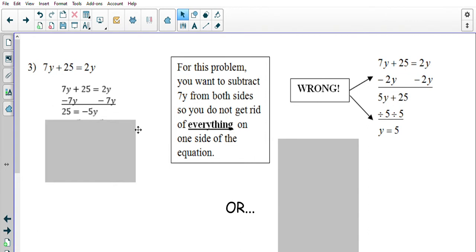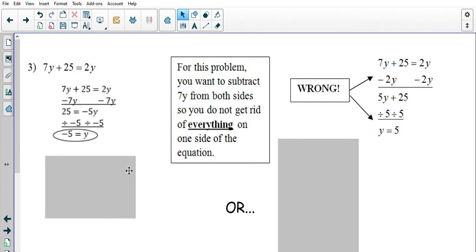The inverse of multiplying by negative 5, it's a one-step equation, is to divide by negative 5. And your final solution is y equals negative 5. Now, I want to show you an incorrect way. This isn't in your notes, but I sometimes see students do this problem where they subtract 2y from both sides. And they say, oh, 7y minus 2y is 5y, and they'll either write 5y plus 25 and divide both sides by 5 to get y equals 5. Notice how that's a different solution than we have over here.